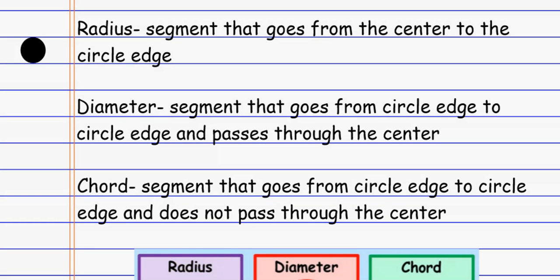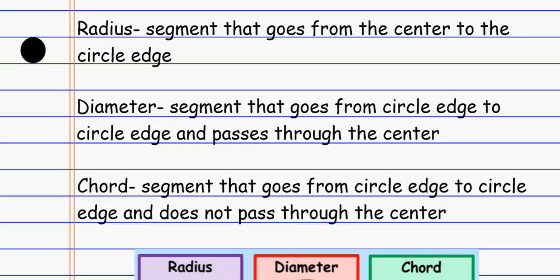So talking about some of the segments that we find inside of a circle, there's three big ones that we're going to talk about: the radius, the diameter, and a chord. All right. The radius is just a segment that goes from the center to the edge of the circle. In other words, from the middle to the outside edge where the actual circle is.